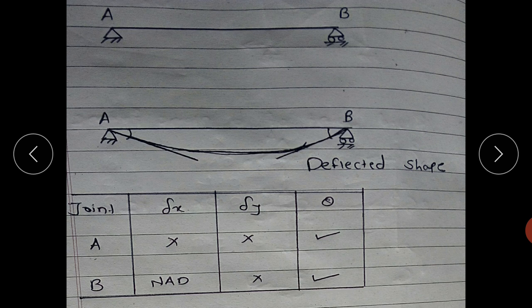Consider an example of a simply supported beam. Prepare a table having joint, delta x, delta y, theta. At joint A, there will not be any deflection in x direction, neither in y direction, but there is a rotation after deflection, so one rotation will be there. At B, if we neglect the horizontal displacement, neglecting axial deformation, there will not be any delta x. There will not be any delta y displacement in vertical direction, but there will be a rotation at the support, so DKI will be 2.